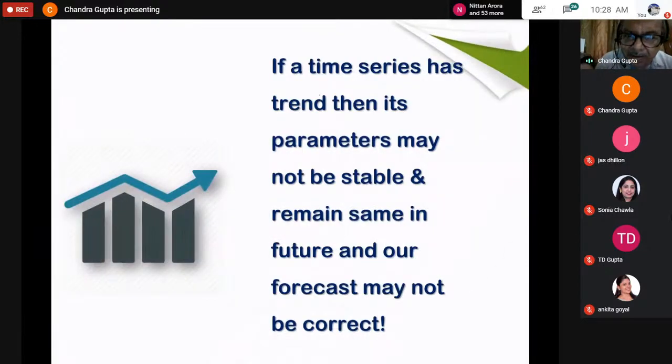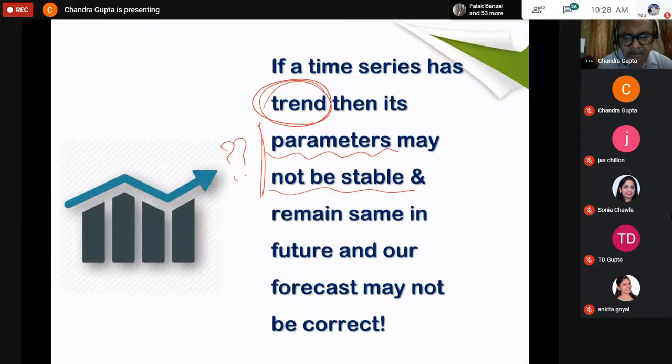If a time series has a trend, do you think its parameters will be stable? The answer is no, its parameters will not be stable. And if you have a trending series with unstable parameters, then how can you make a forecast in future? You cannot do that. So you have to be very careful about handling trend. Trend is good, and we say in the stock market, trend is your friend, but in econometrics, you have to be very careful about trend, because trend may spoil your estimates and does not give good quality estimates. Our forecast in that case may not be correct, so be careful about it.